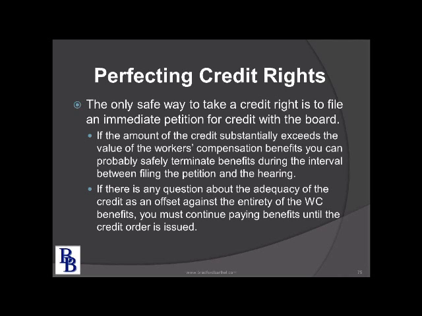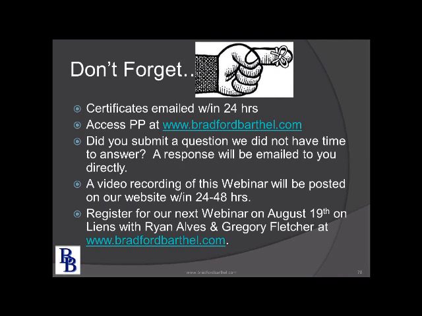Now, there is some case law, I will say, which says that if your potential credit, that is the credit you have before you get the order, is hugely bigger than your potential liability, significantly larger, then maybe you can just stop paying and file your petition. But if there's any question about the adequacy, you've got to file a petition first. This is penalty time, folks, if you don't do it. So you want to be careful about that.